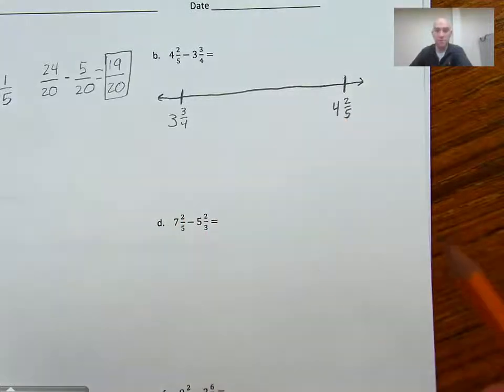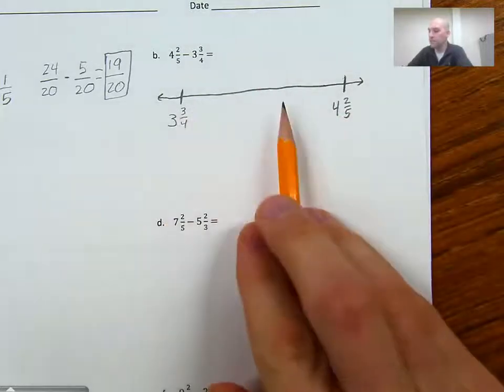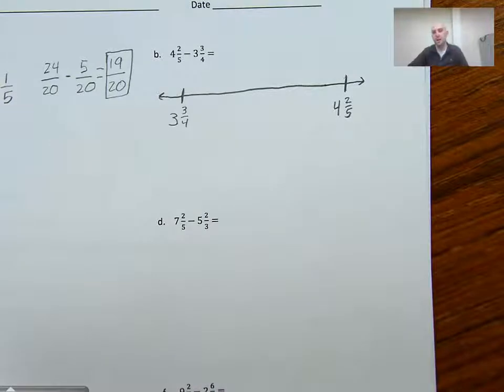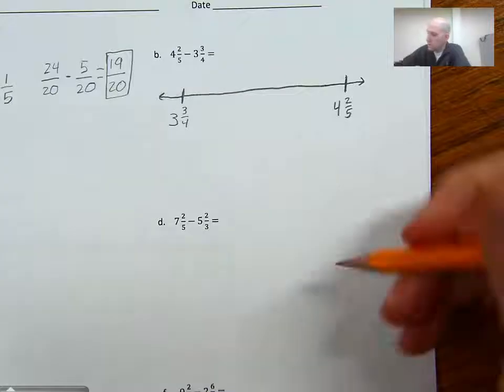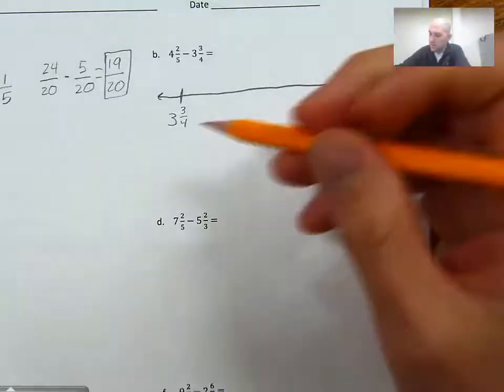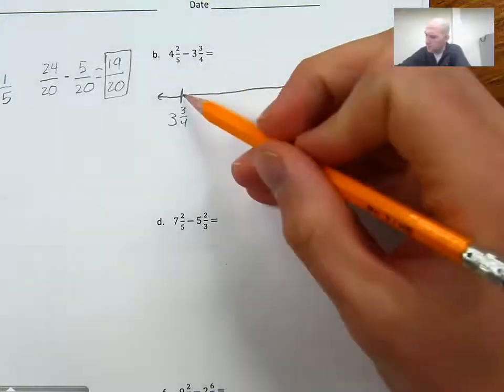Difference means subtraction. So if I can jump from here to here and add up all of my jumps, I'll have the difference between those two numbers. So if you like adding more than you like subtracting, this might be the method for you. What I'm going to do first is I'm going to get to my next whole number. So I'll take 3 3/4 and I'm going to jump to 4.